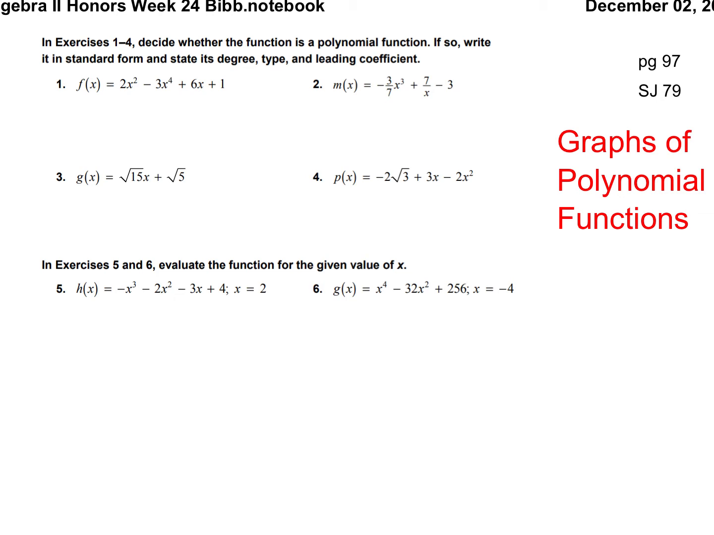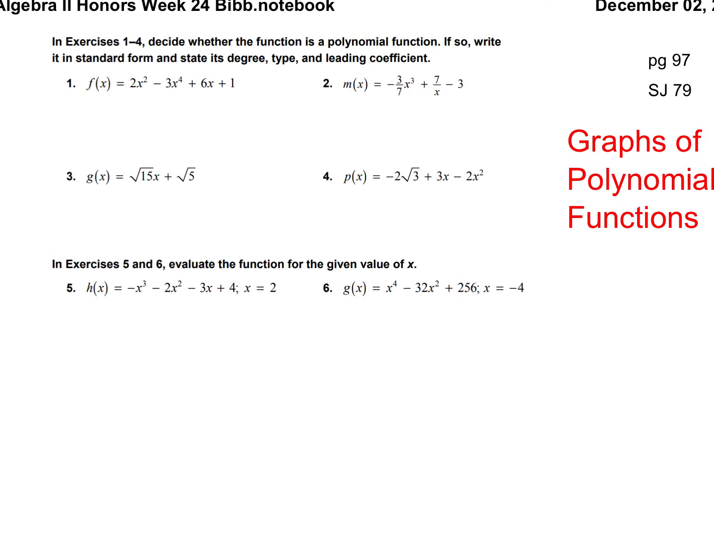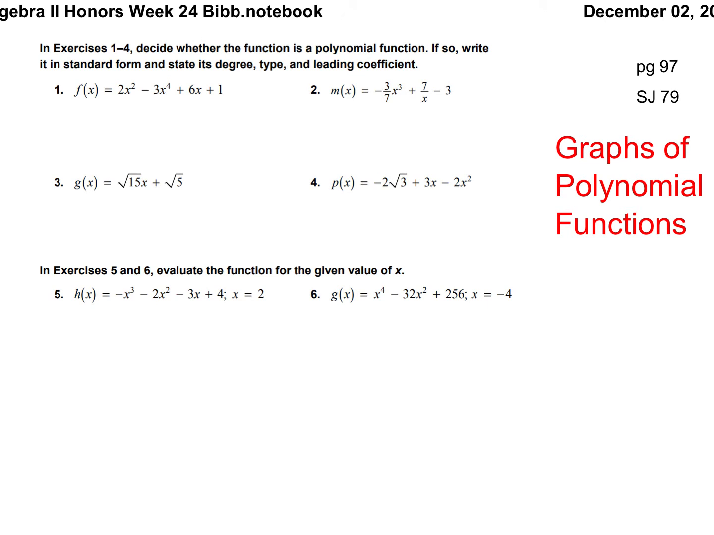As I look at all four of these problems, only one of them is not a polynomial function, and that would be number 2. It is not a polynomial function because of that variable in the denominator. So all the rest of them are a polynomial function. I'm just going to write yes on all of them. I circled that variable so I would know that's why. So yes to number 1, yes to number 3, and yes to number 4.